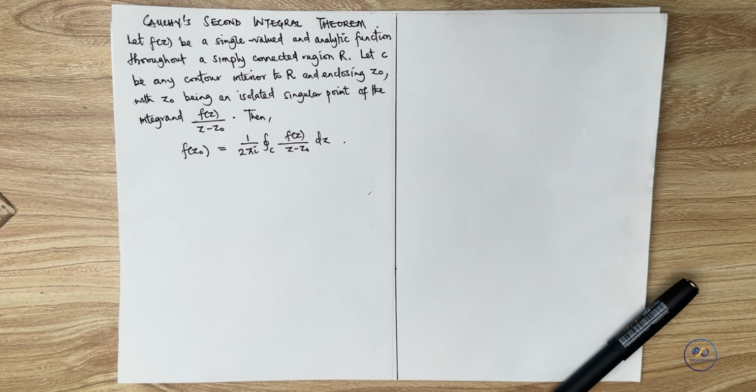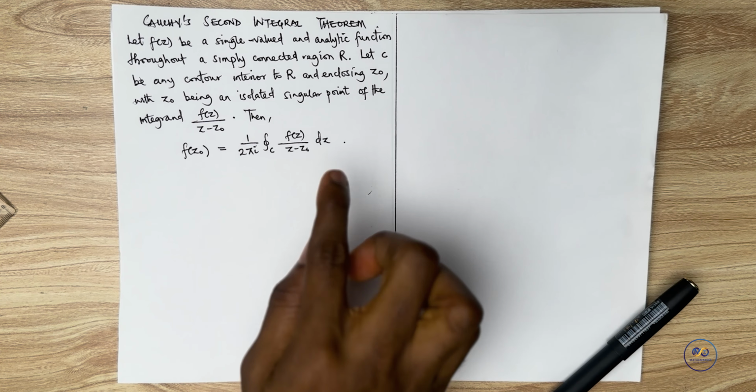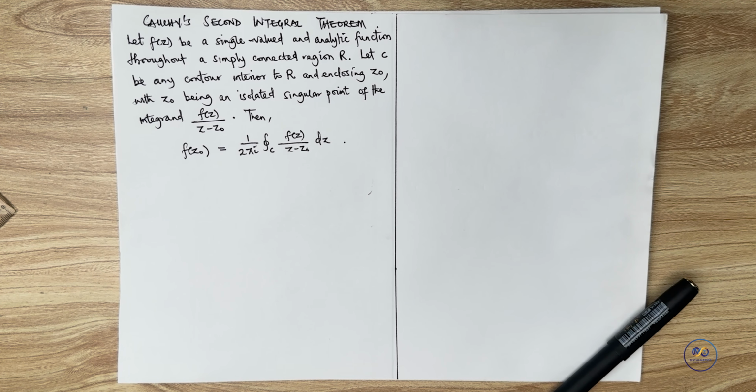Now, let us pick out the most important information within this theorem. Of course, the conclusion is to prove this integral. However, there is a lot of information in the premise. The very first thing is that the function is single-valued and analytic. The function is analytic throughout the simply connected region R. Now, the function is bounded by a contour that is interior to R. Now, this contour is enclosing z0, which turns out to be an isolated singular point of the integrand.